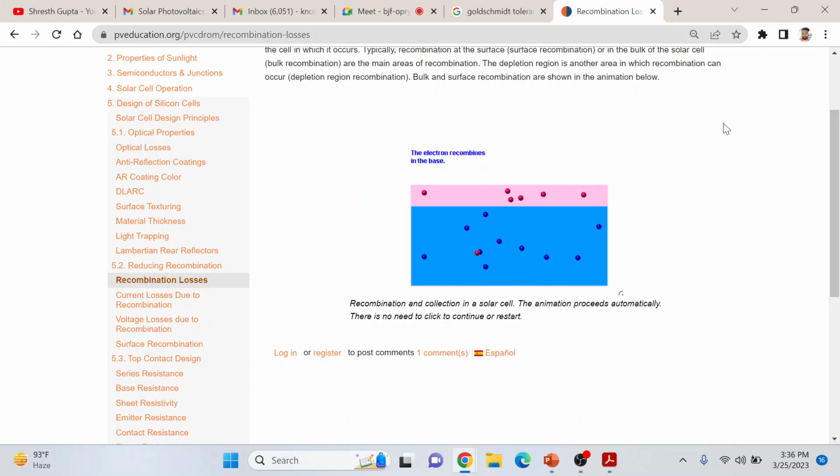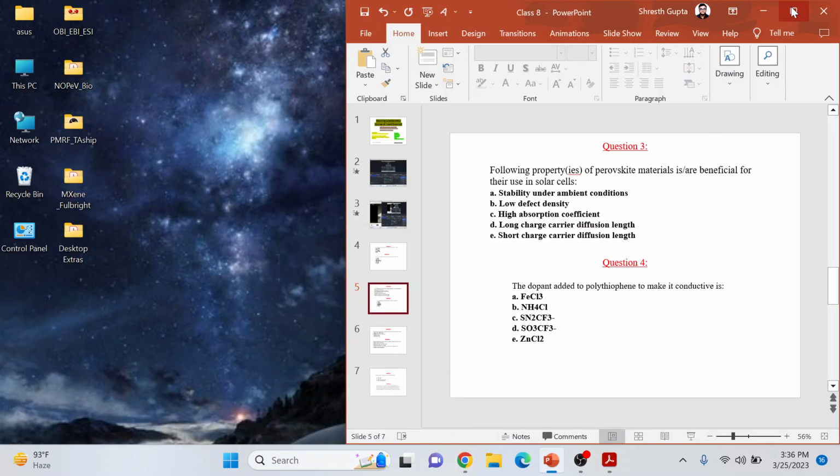And if you provide a load nearby connecting all this, then this will start illumination. This is how the minority and the majority carrier work. Then the electron recombines at the rear part. Let's move to the next question.